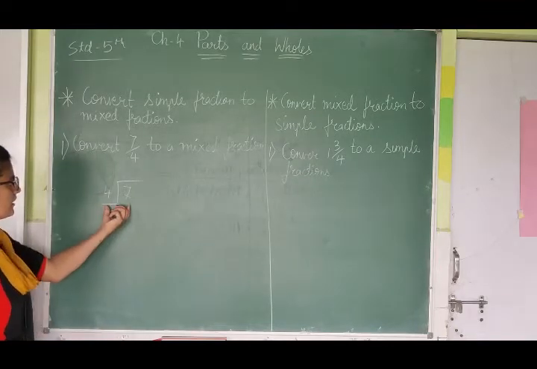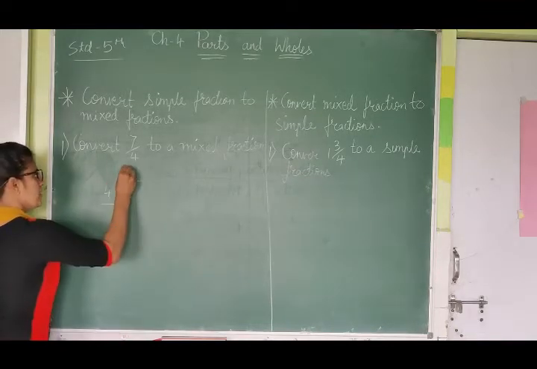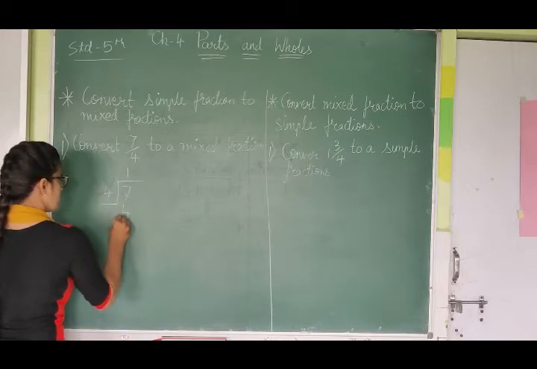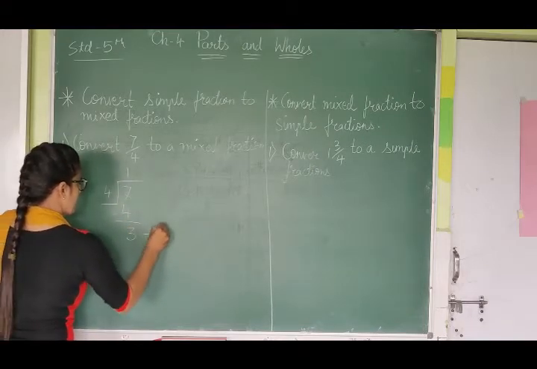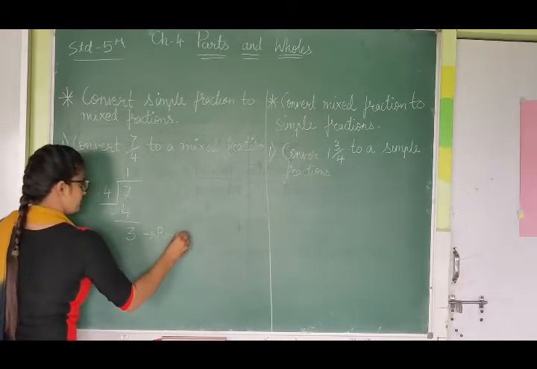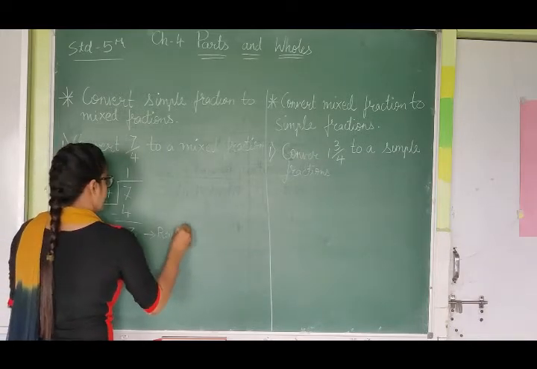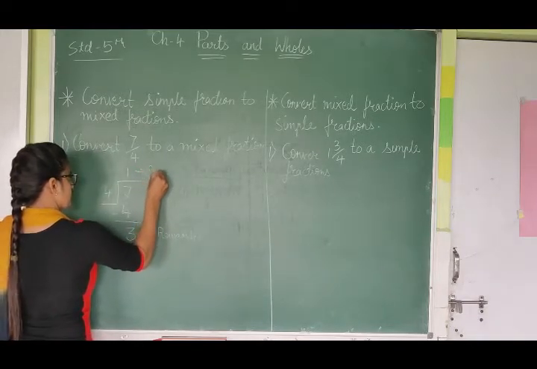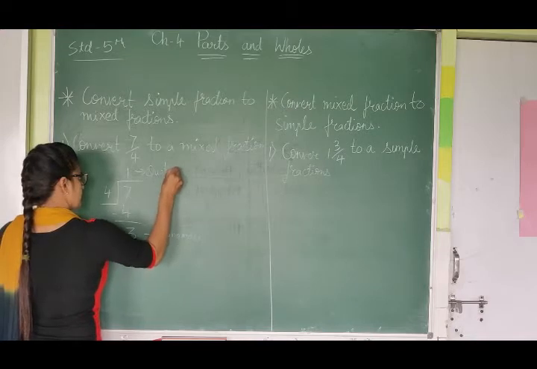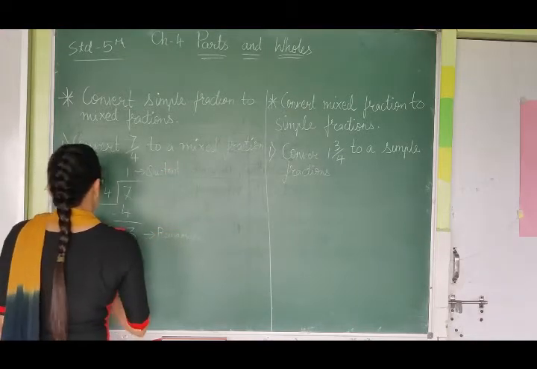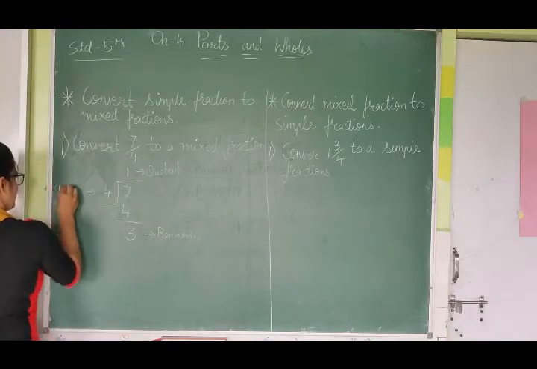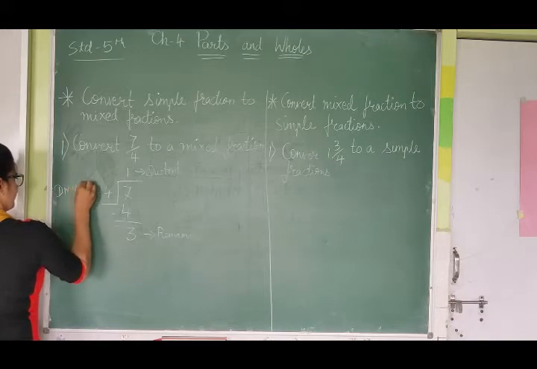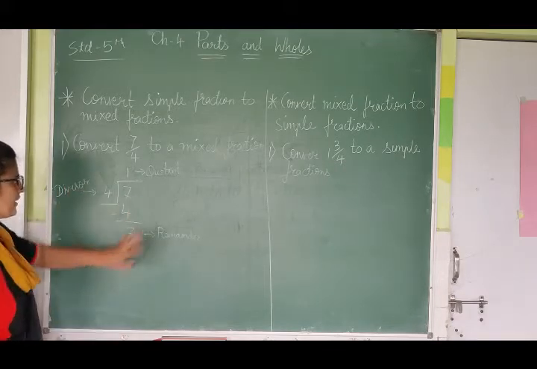So how can we divide it? 4 ones are 4. So the remainder is 3. So this is the remainder. This is the quotient. And this is the divisor. And 7 is the dividend.